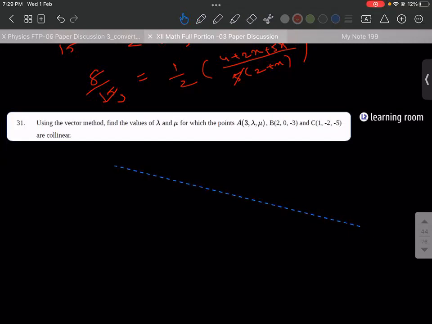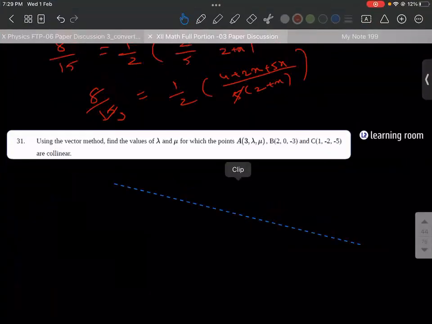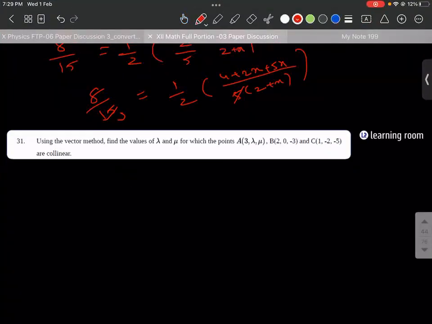Sir, I took a common vector called R vector, and then I wrote R vector is equal to B vector. You wrote the equation of line, correct? Yes, sir. R vector is equal to B vector plus alpha times C vector minus B. So 2i cap minus 3k cap plus what did you write? Alpha times C vector minus B vector.